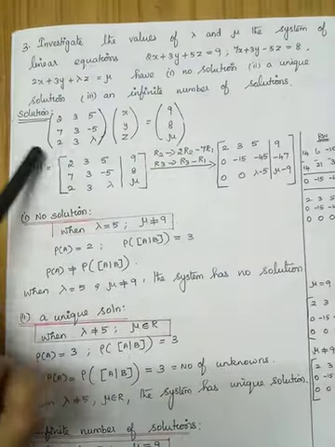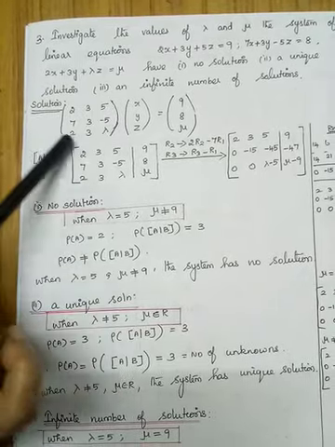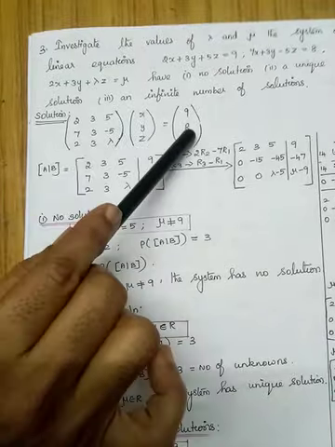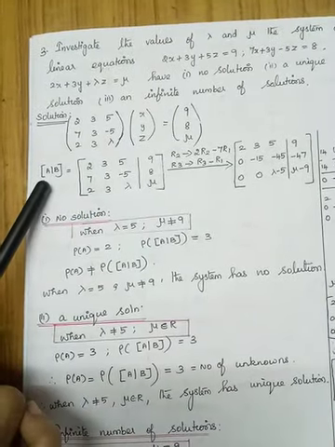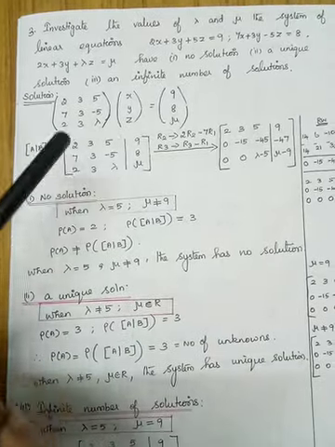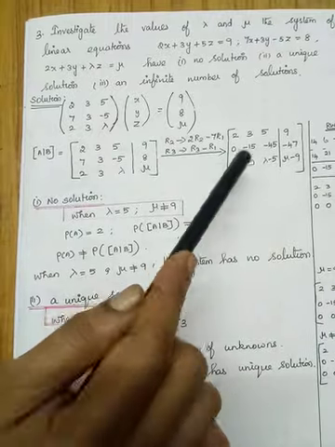Okay, so you see that we are using the rank method only. First, we have to write the three equations in the matrix form, Ax = b. Then you have to go for the augmented matrix. I have written the augmented matrix. Here, this augmented matrix we have to bring into echelon form.